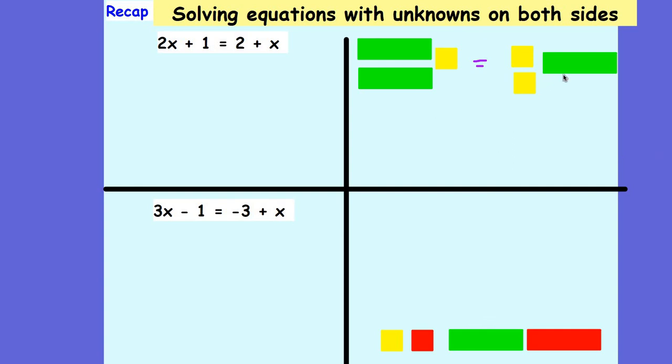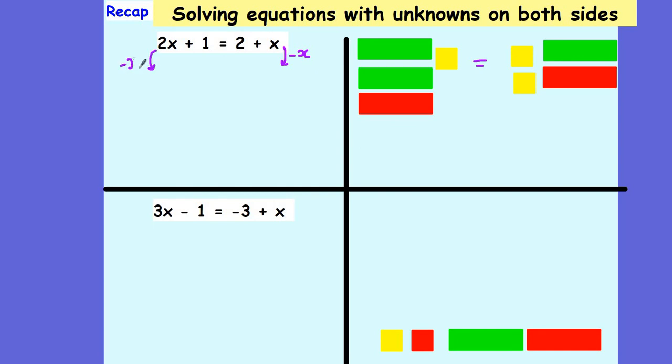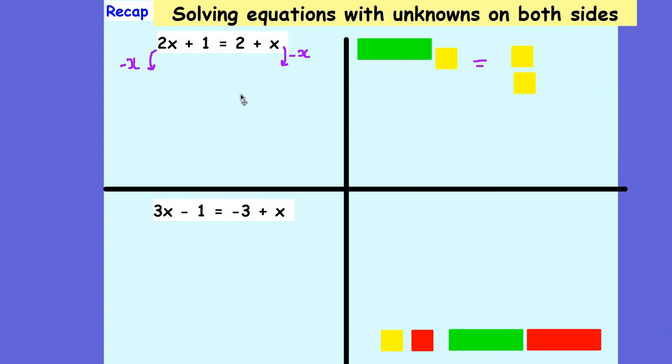Now this time, I'm going to start by getting rid of the green rectangle on the side where there are less green rectangles. On this side there's only 1, on this side there's 2. So to cancel out that green rectangle, I'm going to add a red rectangle. Whatever I do to one side, I do the same to the other. The red rectangle is worth -x, so what I've done is I've subtracted x from both sides. If I remove my 0 pairs, what I'm left with is 1x plus 1 is equal to 2.